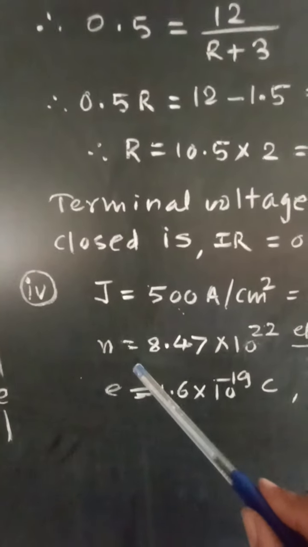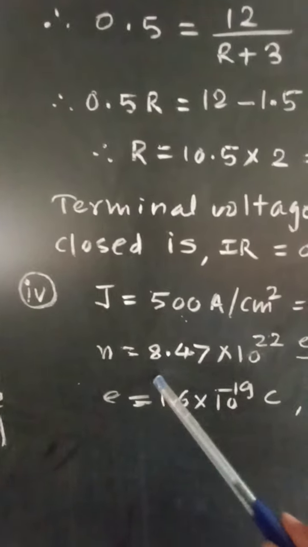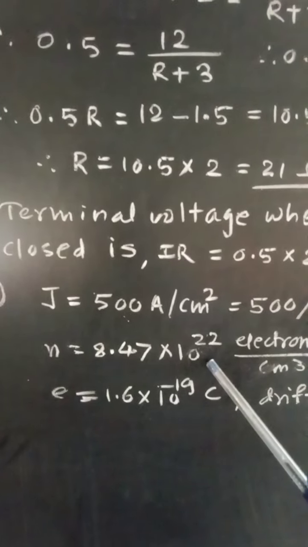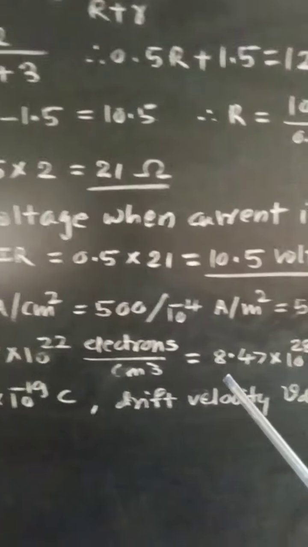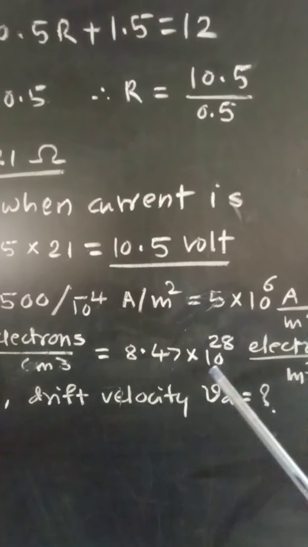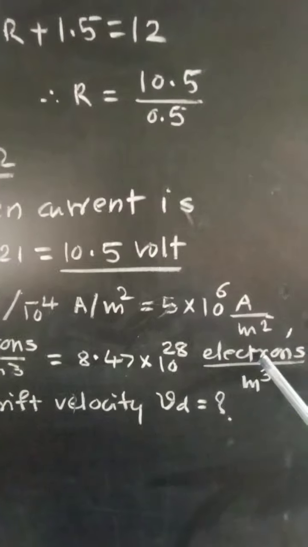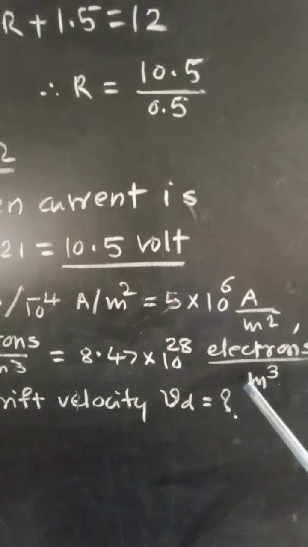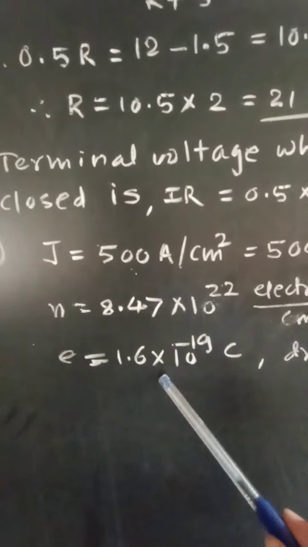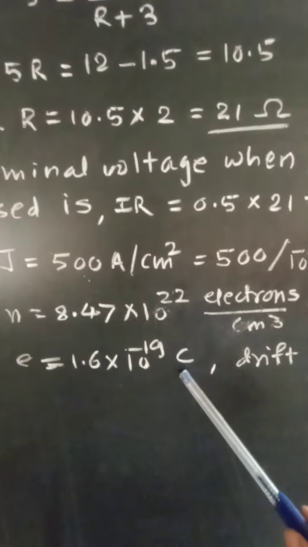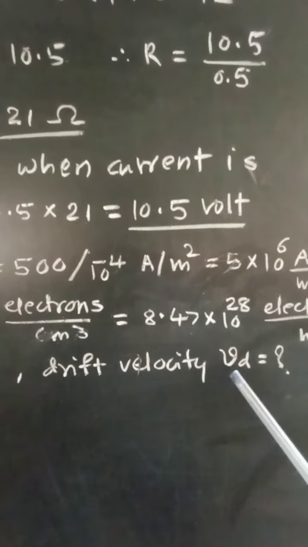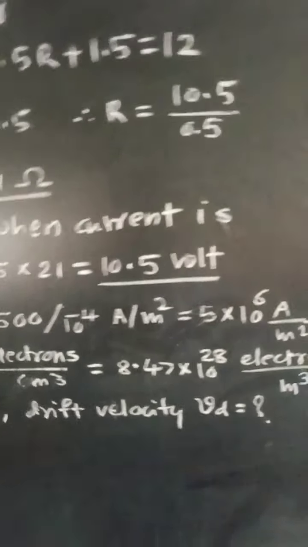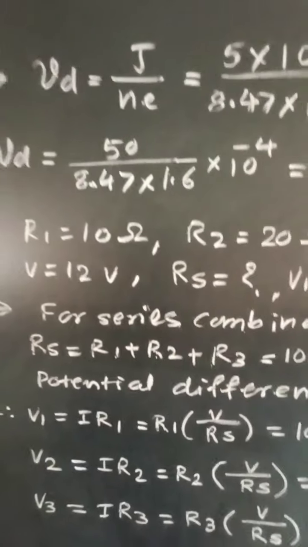Then number of electrons N is equal to 8.47 into 10 raised to 22 electrons per centimeter cube, that will be equal to 8.47 into 10 raised to 28 electrons per meter cube. Then charge on electron e is equal to 1.6 into 10 raised to minus 19 coulomb, and we have to find out the drift velocity Vd. And therefore let us see the solution of this numerical.